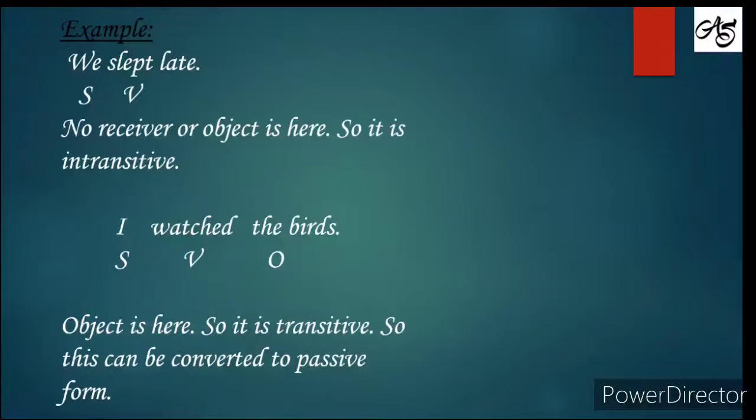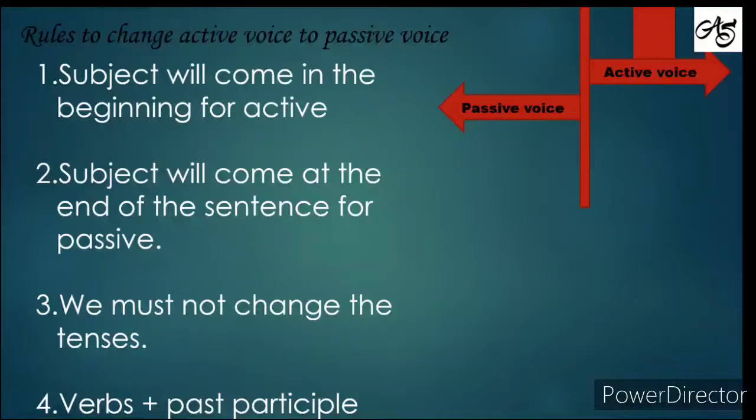Now there are certain rules for changing the active voice to passive voice. First thing, the subject will come in the beginning for the active voice, whereas the subject will come at the end of passive voice. Second rule, we must not change the tenses at any cost. And third one, verb plus past participle must be there in the passive voice. Can you understand? Past participle is a must.